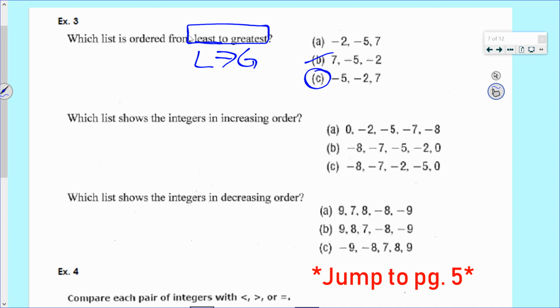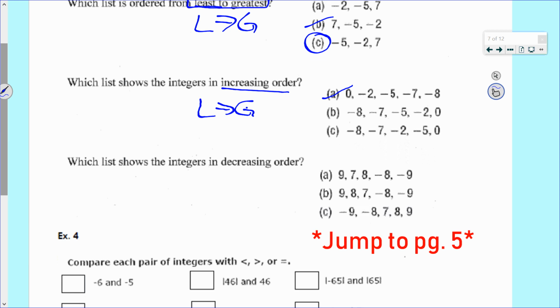Which list shows the integers in increasing order? Increasing means what? Go from little to big. So again, big to little to big, I automatically know A is wrong. Which one is correct, B or C? B, because -5 is smaller than -2.